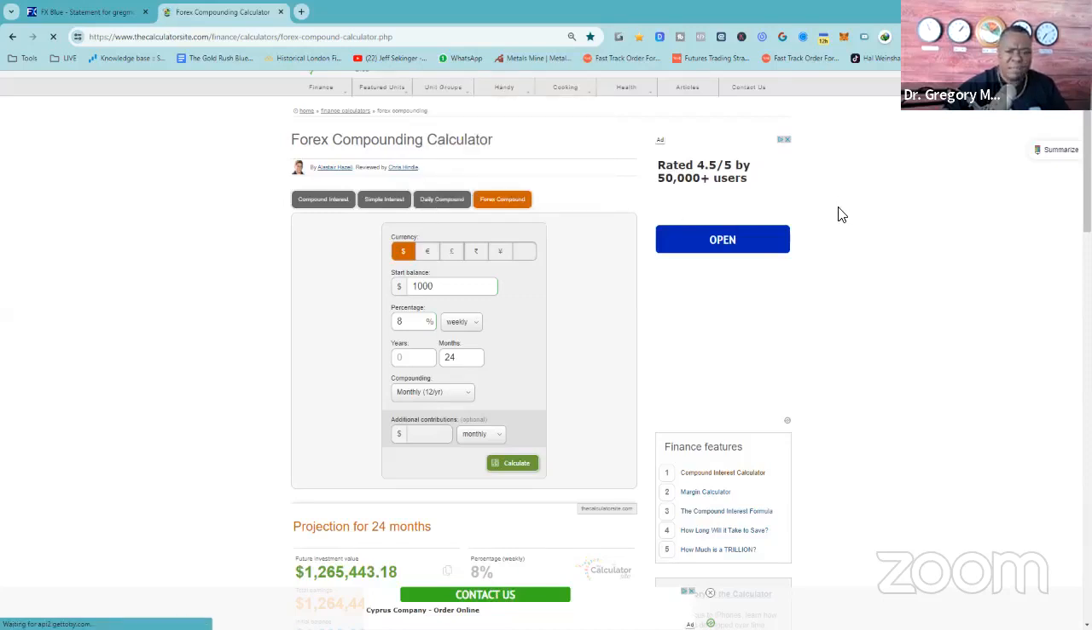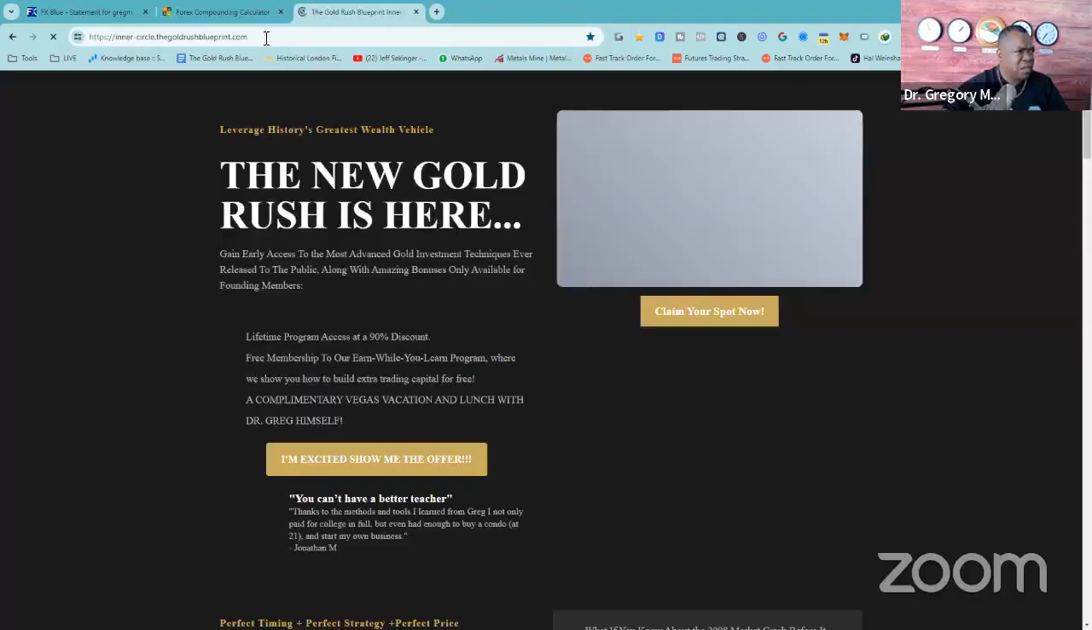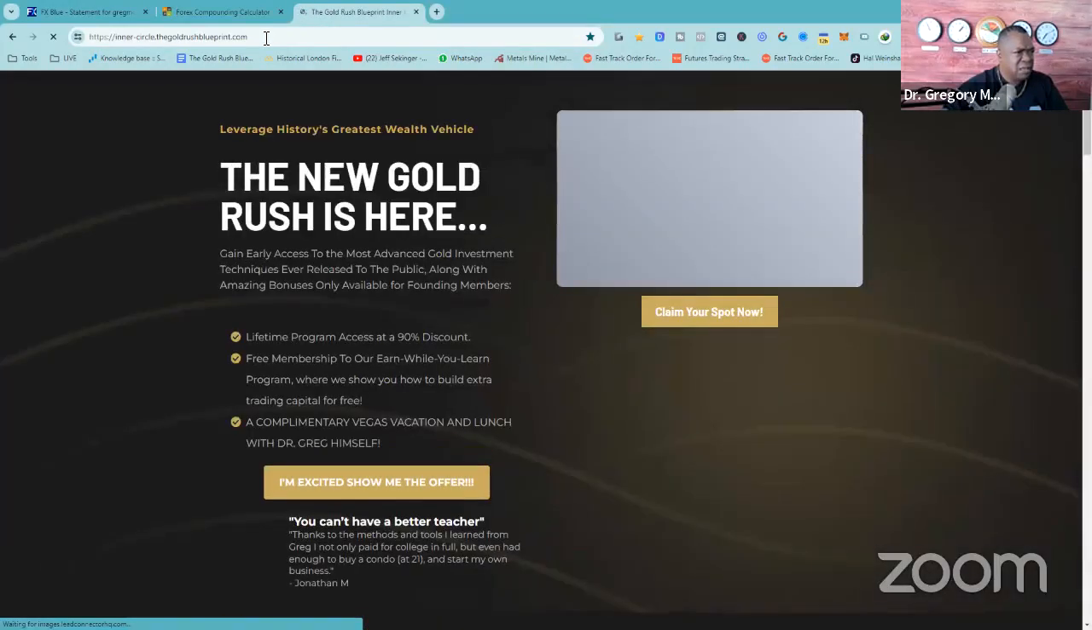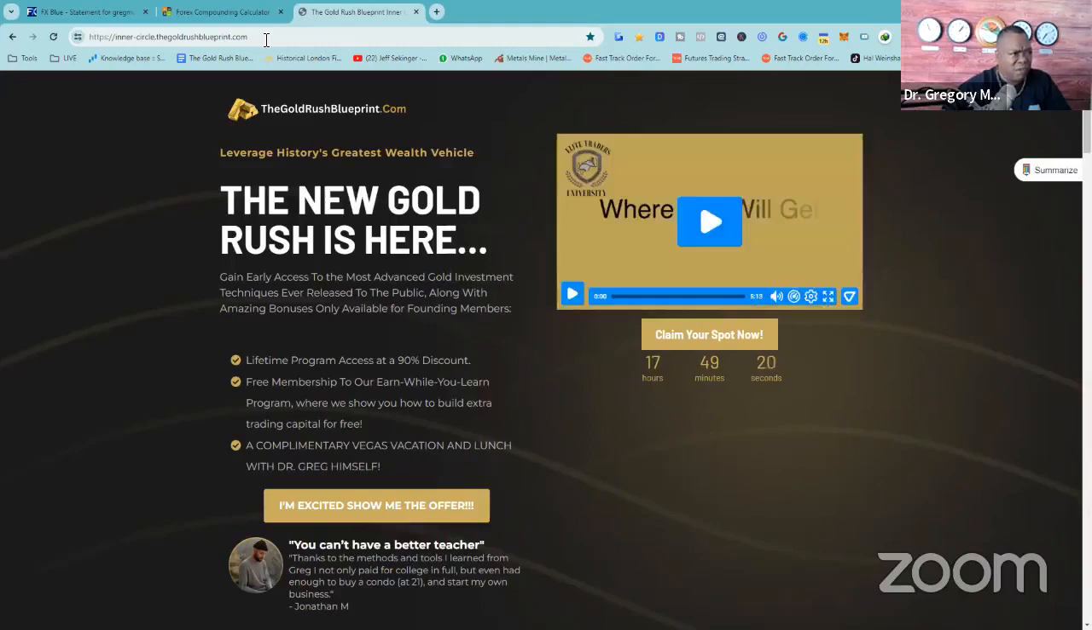We're talking about the Gold Rush Blueprint here. Let's see if we can bring that up. It's Sunday, so the computer is kind of slow. You can go to the inner circle, goldrushblueprint.com, right? And the new Gold Rush is here. And this is like Kentucky Fried Chicken. We just do chicken. We're not really going to be doing Forex. We're going to be focusing on gold.